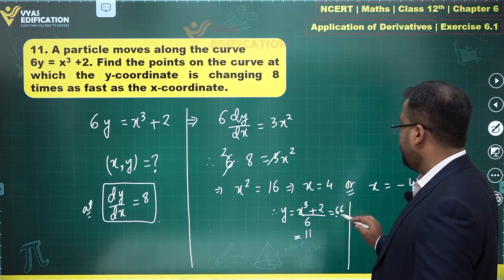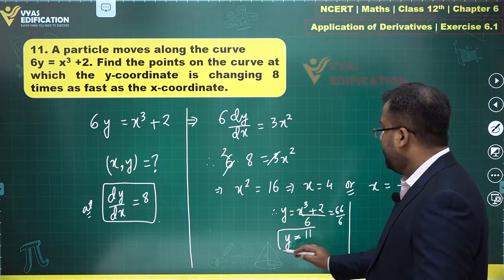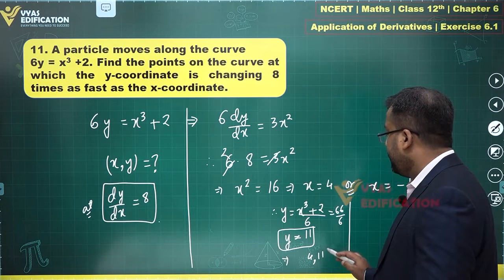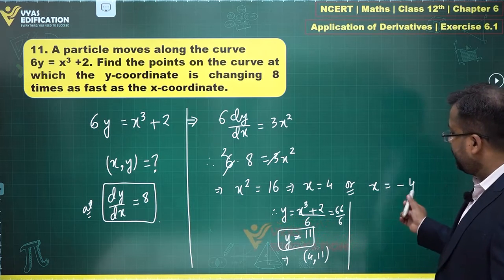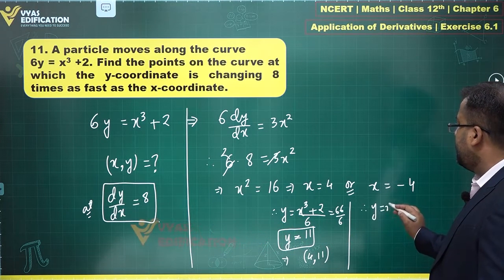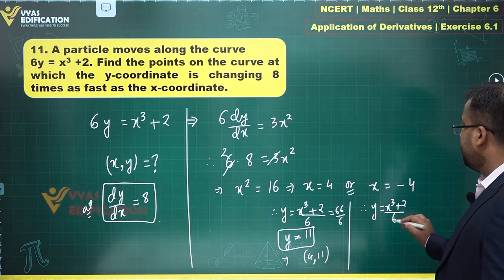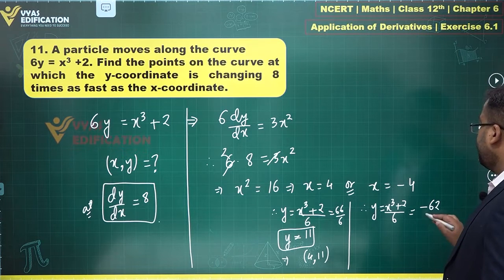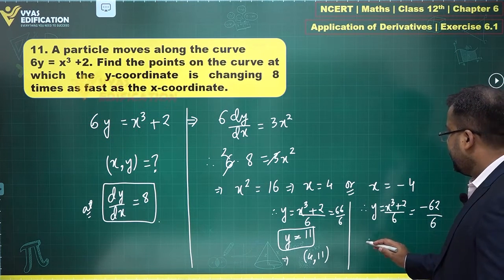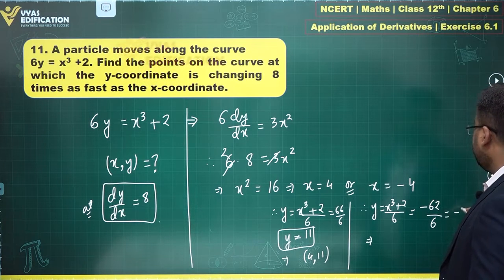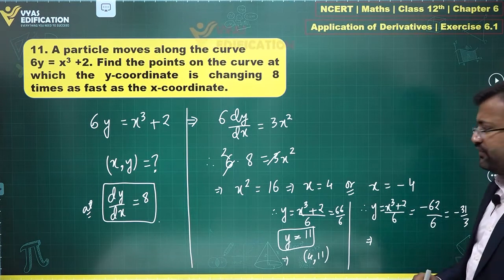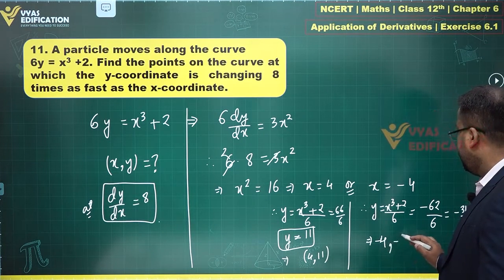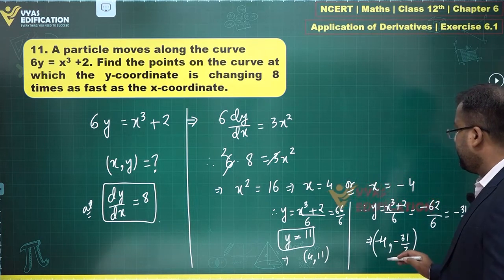This is 66 upon 6, which is equal to 11. The point will be (4, 11). This is the point. What about when x equals minus 4? Therefore, y equals (x cube plus 2) over 6. This is minus 64 plus 2, which is minus 62 upon 6. This is actually equal to minus 31 upon 3. We can cancel the factor of 2, and the point will be (minus 4, minus 31 by 3). This will be the point over here.